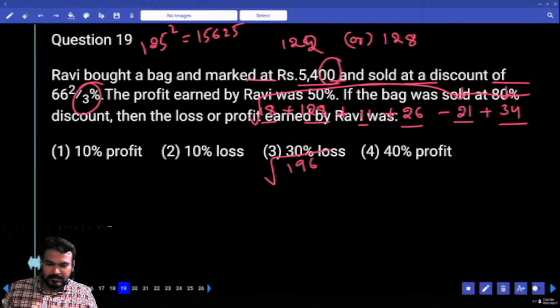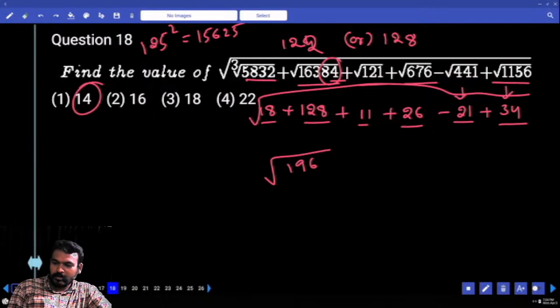Next, 19th. This question is almost 1, 2, 3, 4, 5. All the concepts are covered. Cube roots are covered. Squares are covered. Square root concepts are covered.